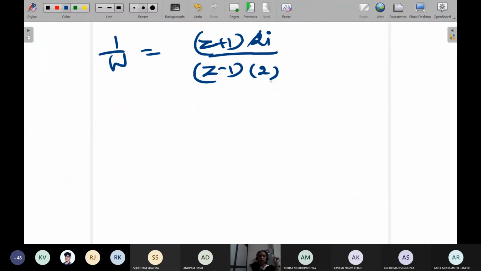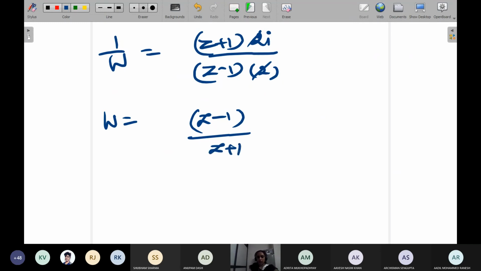The 2 and 2 will be getting cancelled. So what is your w? w will be equal to z, sorry, (z minus 1) divided by (z plus 1). So we want the form (az plus b) divided by (cz plus d).